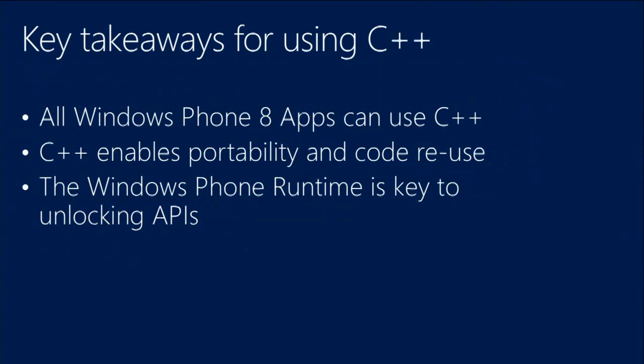Key takeaways for this session. All Windows Phone 8 applications can use C++. You can use any legacy code you want to. You have to be careful though. If I'm saying you can use any legacy code you want to, what you need to comply to is, for instance, the standard C library. If you're calling Win32 APIs inside legacy code that's doing nasty things with threads or with memory management or something, those types of applications or those types of libraries will fail to compile.